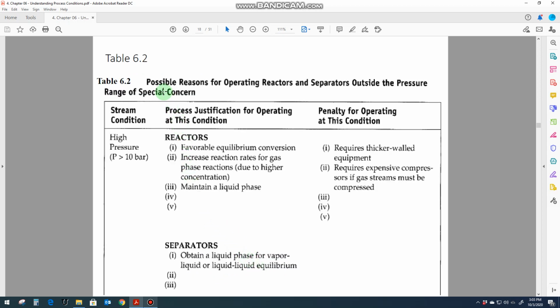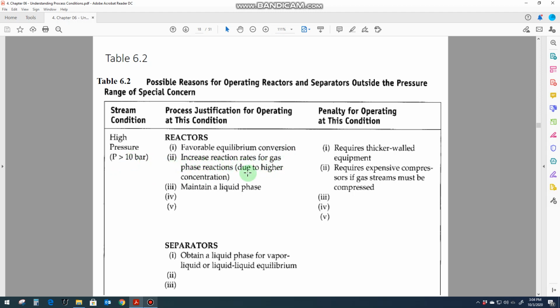Now let us see some of the more possible reasons for operating reactors and separators outside the pressure range of special concern. Now we saw that the pressure range from 1 to 10 bar is a normal pressure range, and if you want to go beyond 10 bar or below 1 bar, then we have to justify the reasons for operating the process beyond those limits. Okay, now in terms of reactors, we can go beyond 10 bar pressure if we want to have favorable equilibrium conversion. So to get the equilibrium quickly, we can go beyond 10 bar pressure.